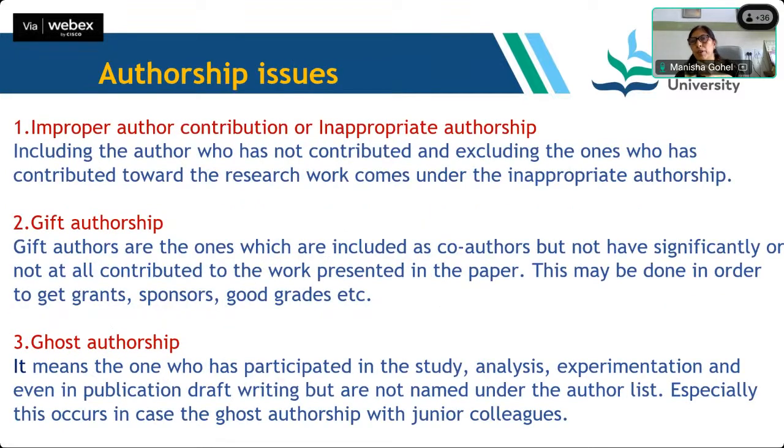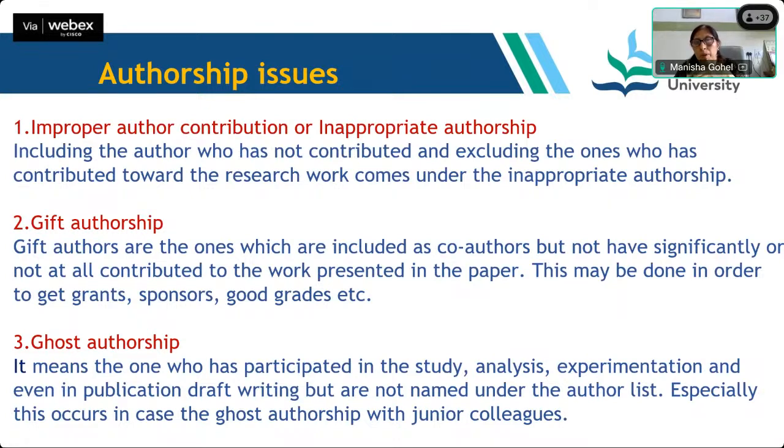Now, there are different types of authorship issues. All of you must be aware of these. First is the improper author, where those who have contributed we are excluding, and those who have not contributed we are including. That is very, very common. Gift authorship. What is gift authorship? Here we are gifting someone authorship. For example, senior people are there in the department, and you have to include the names of senior people. That is known as gift authorship. Ghost authorship.